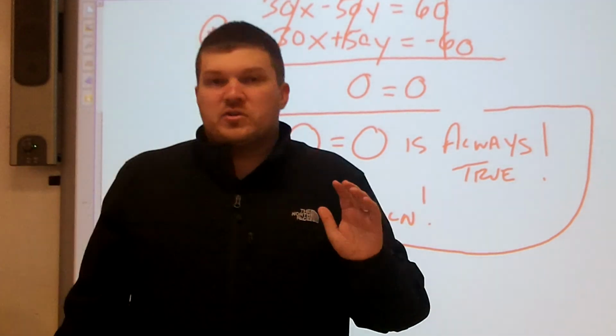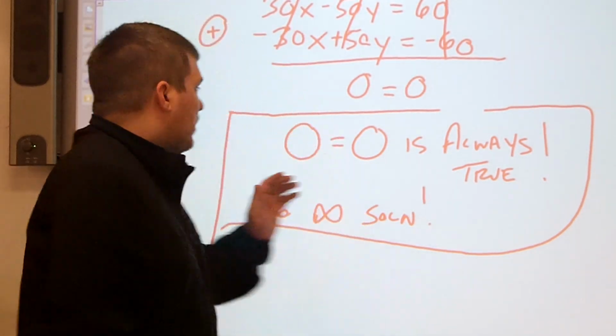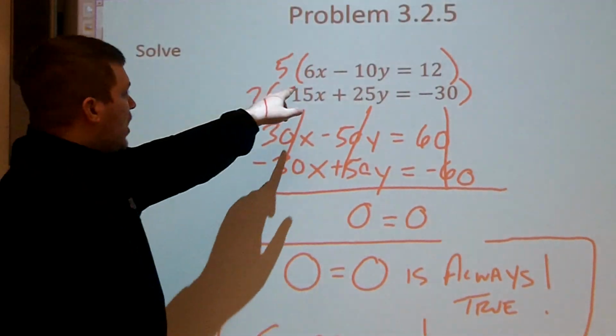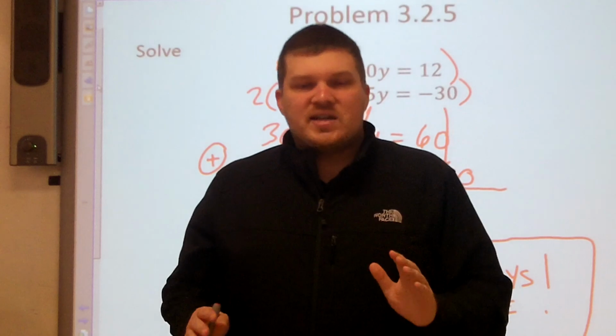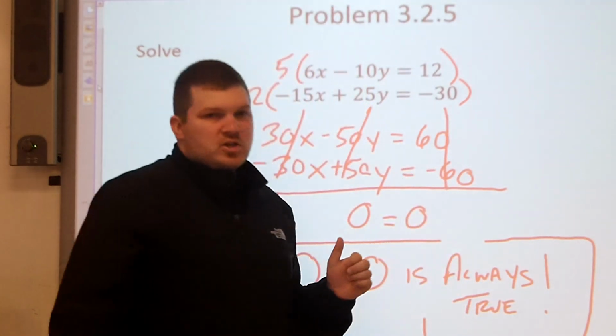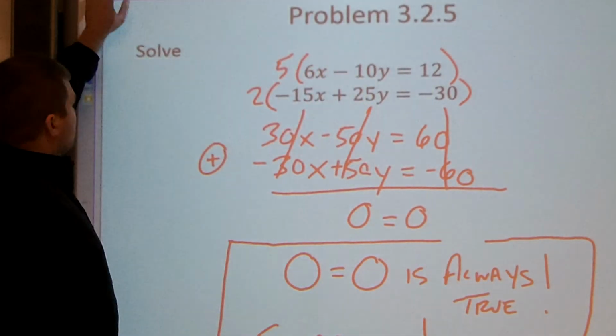There's an infinite number of intersection points, which means if we got y by itself from these two equations, we would find that we end up with the exact same line. Those slopes match up and the y-intercepts match up. So watch out for that, because that's the end of this video.